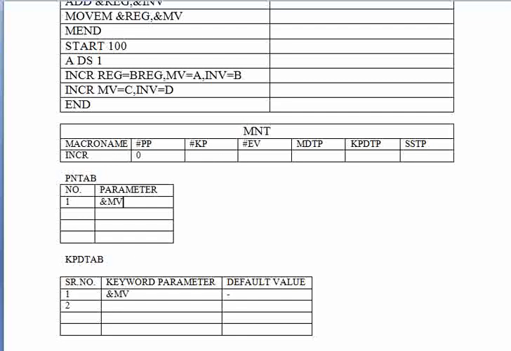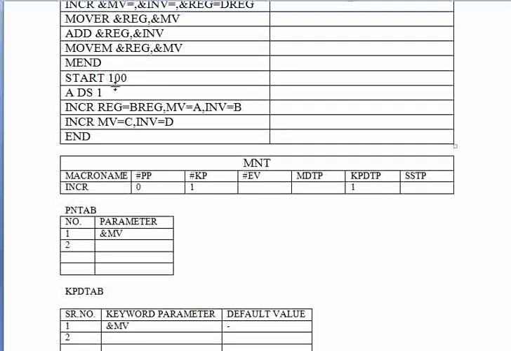Whether it is a keyword parameter, a positional parameter, or a parameter with a default value, an entry has to be made into the PNTAB. Once the entry is made into the PNTAB, the PNTAB index or pointer is incremented by 1 and #kp becomes 1. At this time you can also set the KPDTP, and that is 1, because for this macro INCR, keyword parameters start from index 1 in the KPDTAB.